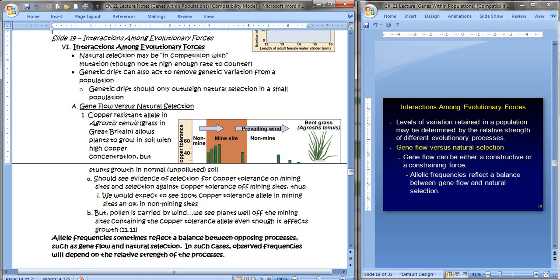Okay, so this is the third installment of the Evolution of Populations lecture. Try to make this all fit into one.